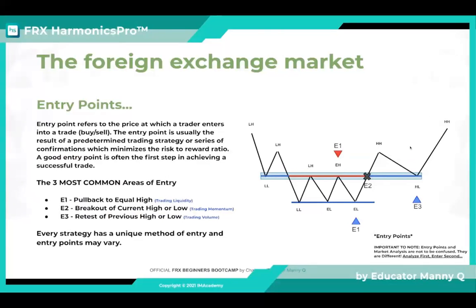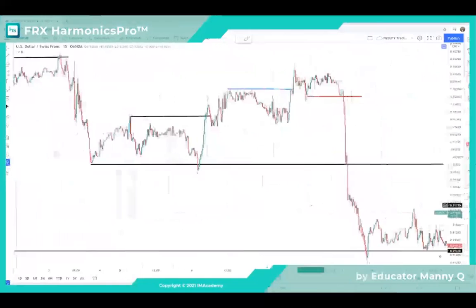Okay. So because it's liquidity, momentum, volume, volatility, things like that. So this is definitely not volatility. This is more of a volume-based type of trade. So that's your E1, E2, and E3 entry.